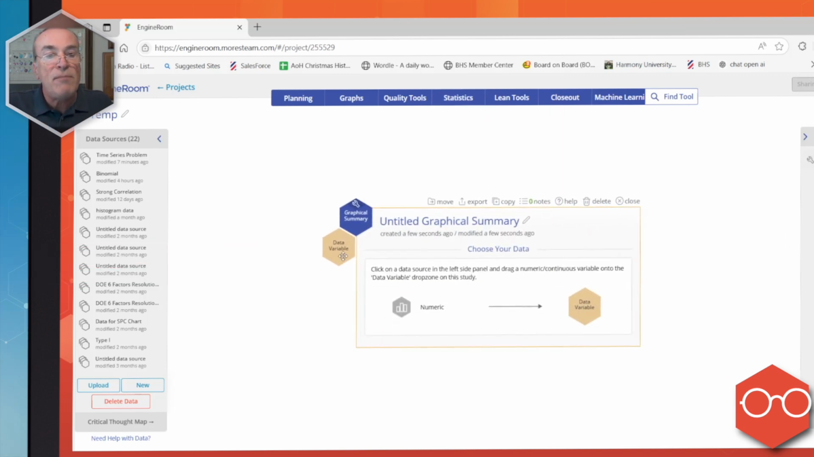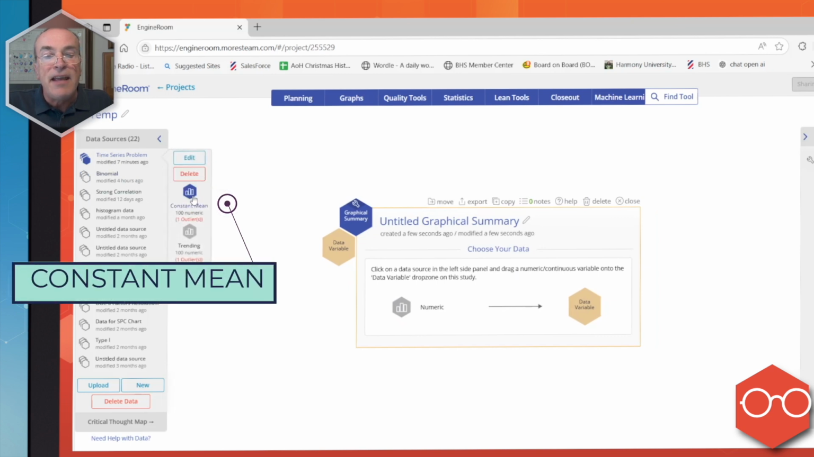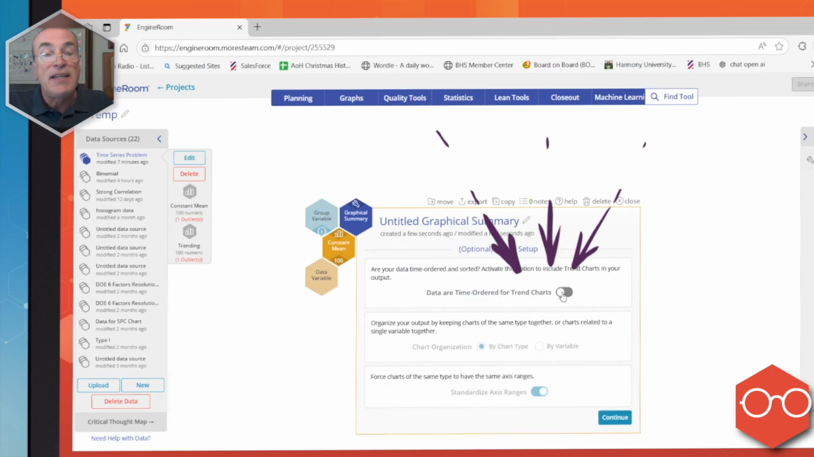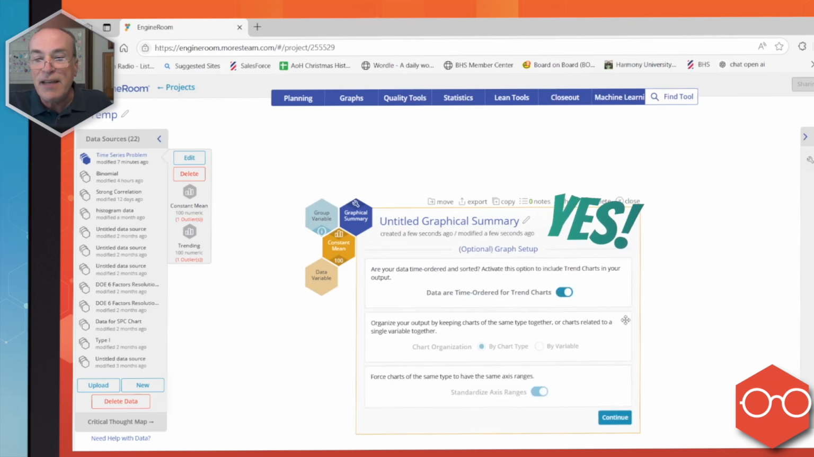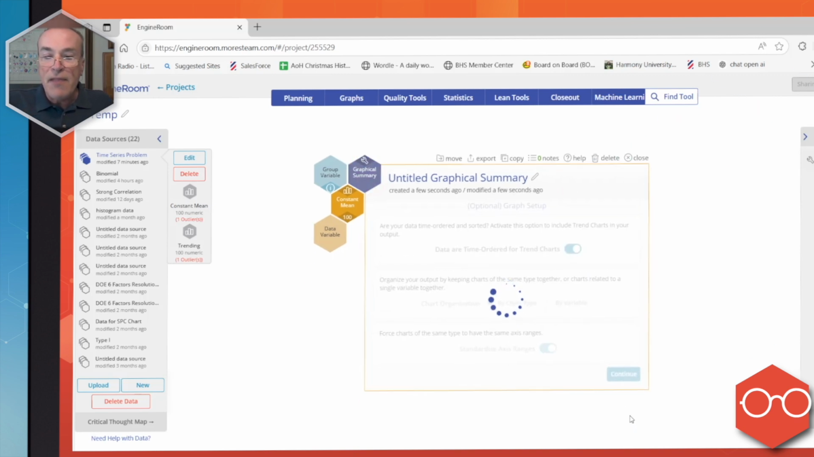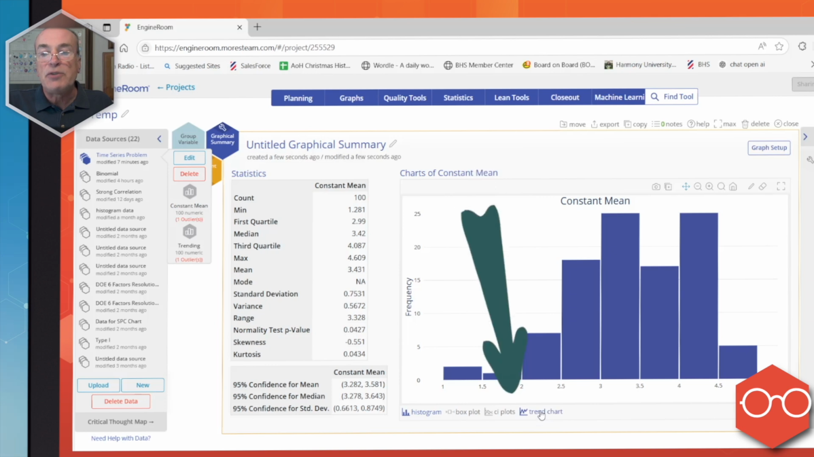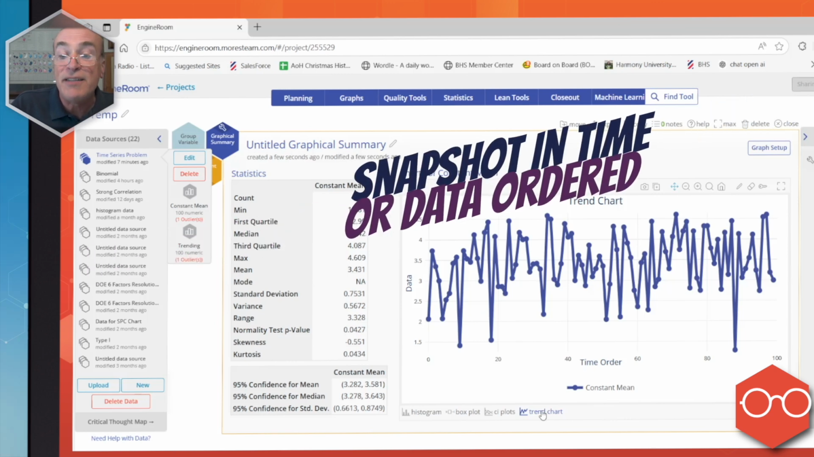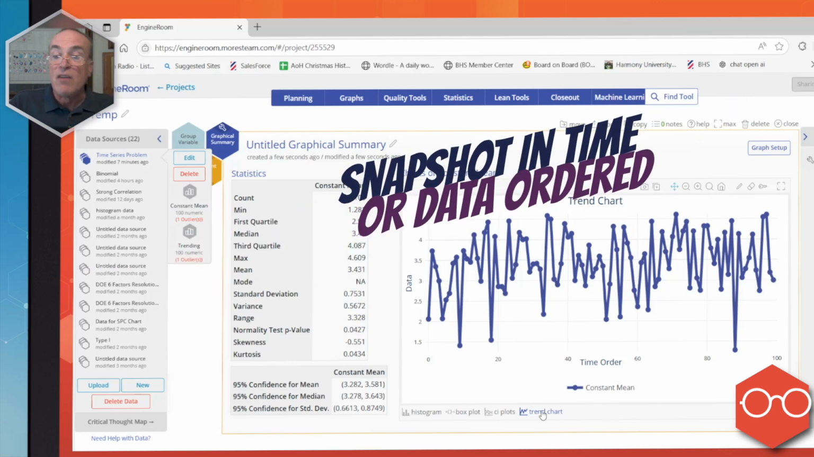So I'm going to go to my problem or my data set and drag in constant mean. And one option that EngineRoom asked me is, is the data time ordered? And I'm going to say yes, and click continue. And the last button on here is trend chart. The only reason it's last is it's optional if we had a snapshot in time or data ordered.